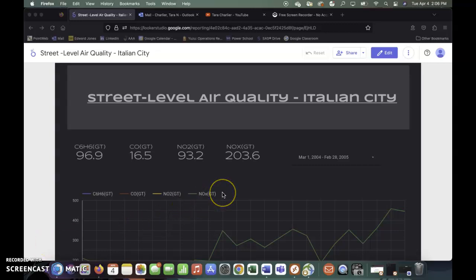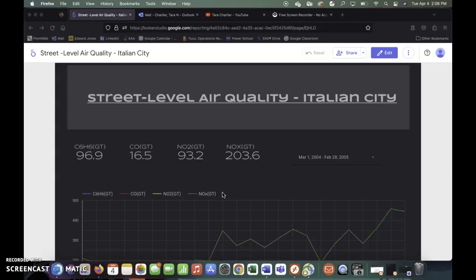I chose data for the air quality at street level in an Italian city. That's really all the information they gave me. They didn't tell me which Italian city, but they made it clear that it was street level. So where you're walking and breathing, this is where this data was gathered. It goes from March 1st, 2004 to February 28th, 2005.